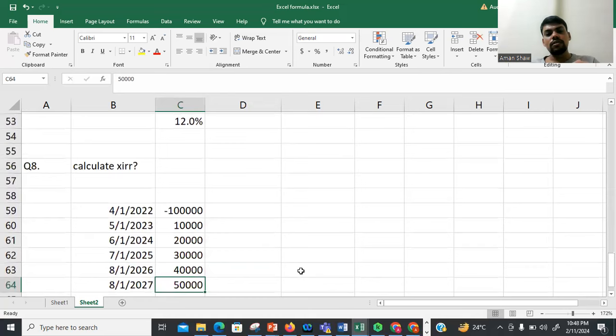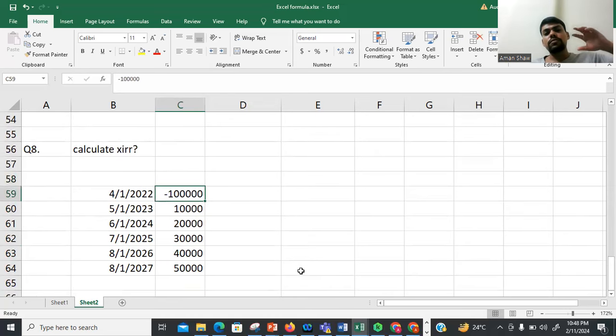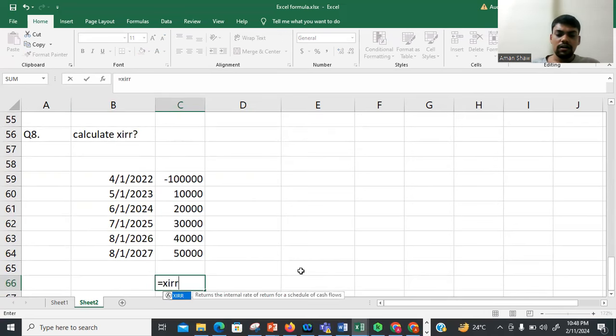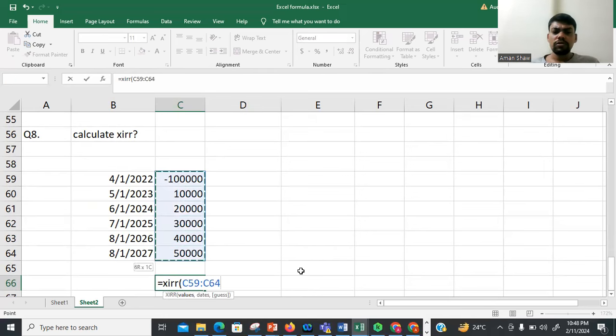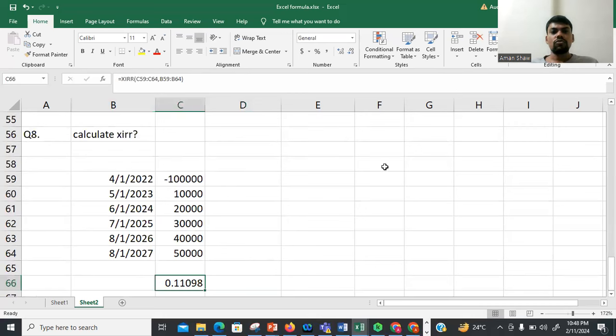Here is one typical example I'm showing. The problem is similar, the numbers are almost similar. There was an outflow on 1st April, but the 10,000 rupees we received was not on 1st April 2023, but on 1st May 2023. Similarly, the 20,000 received is again not on 1st April, it is on 1st June 2024. In this kind of case, the IRR formula will not be used, and we will use XIRR, which asks for values. We put in these values and then the dates, because the timing of cash flows is not equal. So this is the percentage.